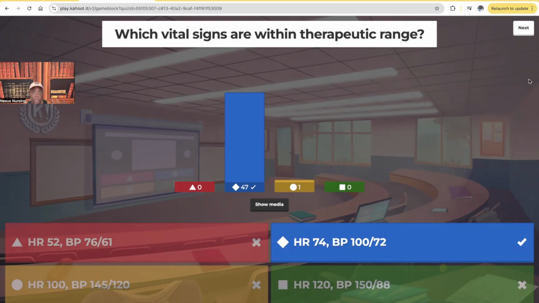Heart rate's supposed to be between 60 and 100. Blood pressure 100/72, nothing wrong with that. Supposed to be between 90/60 to 129/90. Now, once you hit 130, you're in that pre-hypertension or hypertension stage 1. Once you hit 140, higher than 140, you're definitely hypertension 2. So we want to be in the safe range. That's why I chose 100/72.